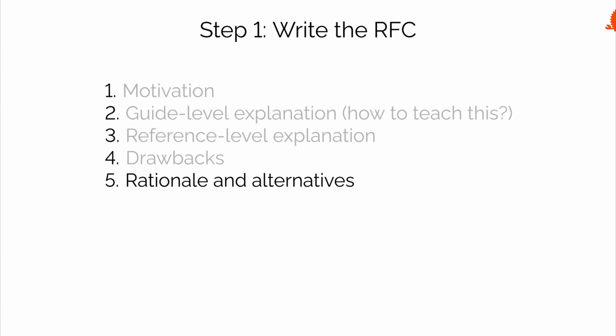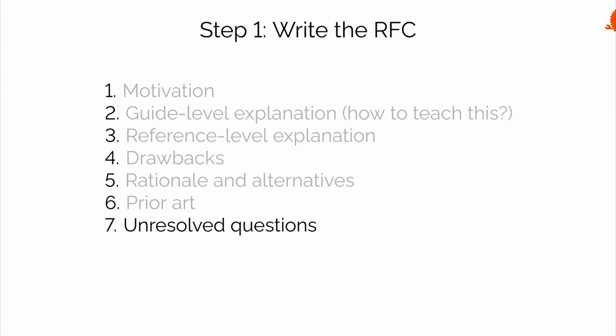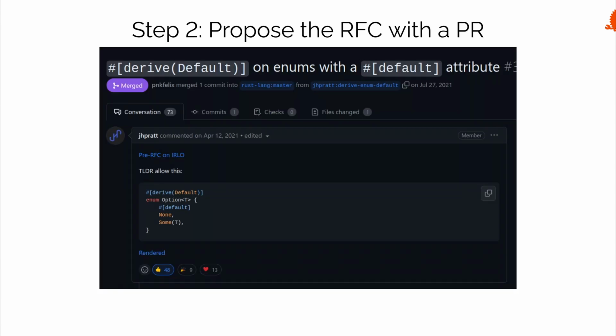Then drawbacks, what are the alternatives to your approach, what is the prior art from other languages, what are some unresolved questions, and also future possibilities. We care about backwards compatibility a lot, and we need to make sure that when we make a new feature, it will be possible to modify and extend it in the future without making backwards incompatible changes. So once you do this, you send a pull request with the RFC, right?